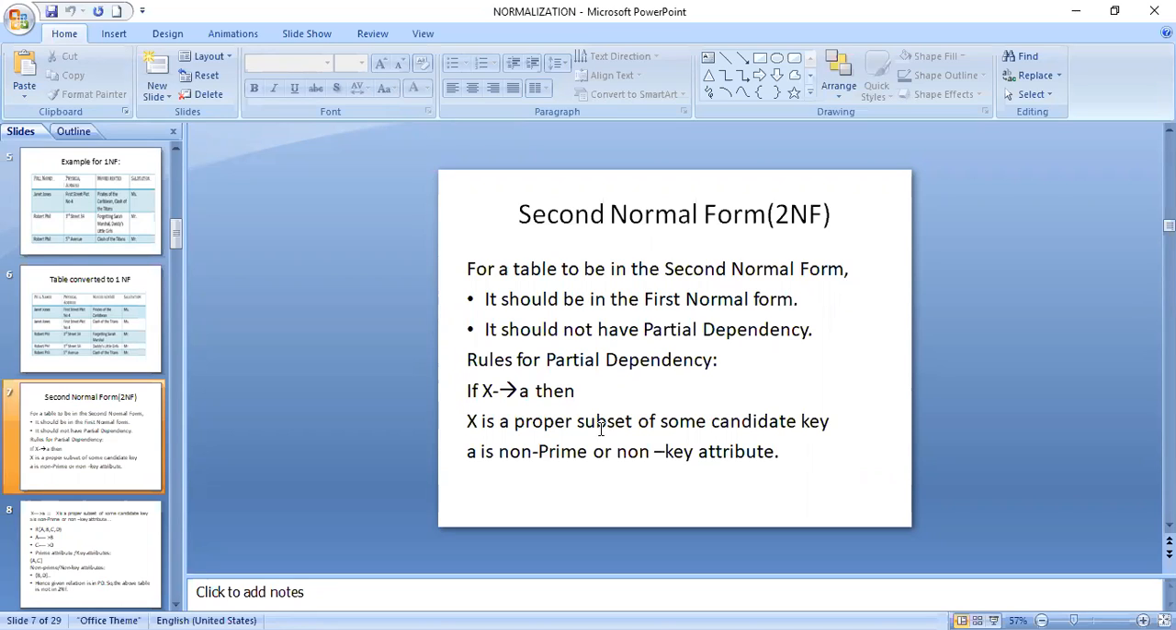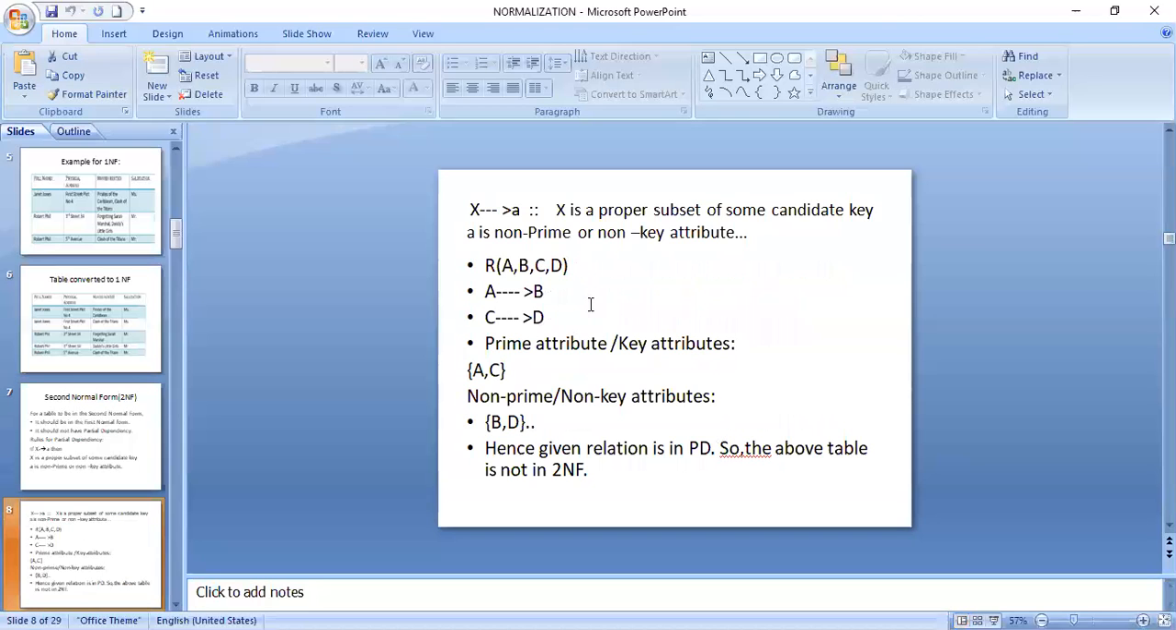There are many things to know here. In order to understand second normal form, we should know what partial dependency is. In that, we should know what a candidate key is, and what prime and non-prime attributes are, or key and non-key attributes. So what is a candidate key? As we have seen earlier, if you want to know the candidate key for a given functional dependency, we first identify the essential attributes.